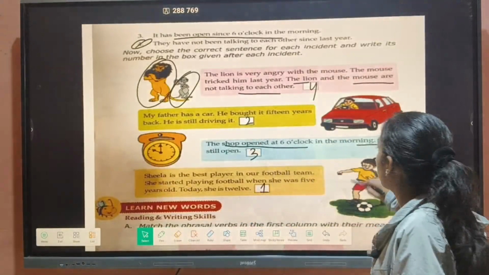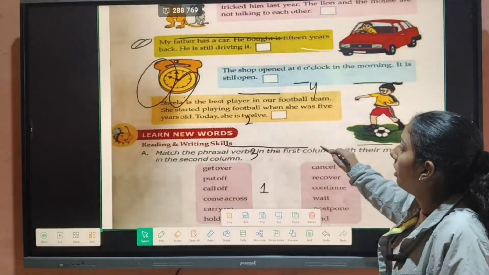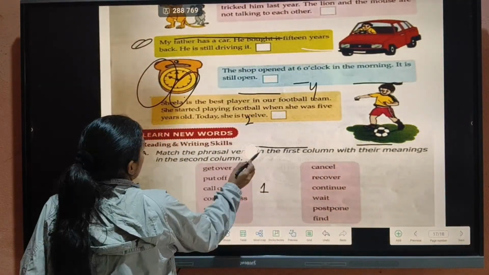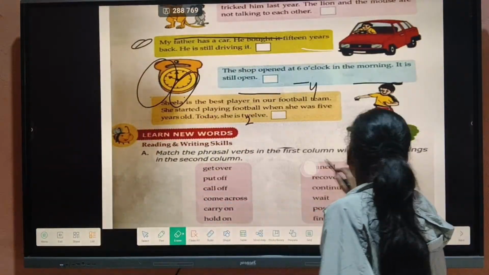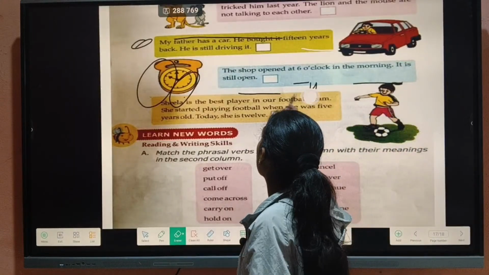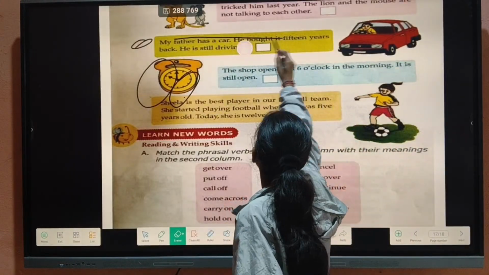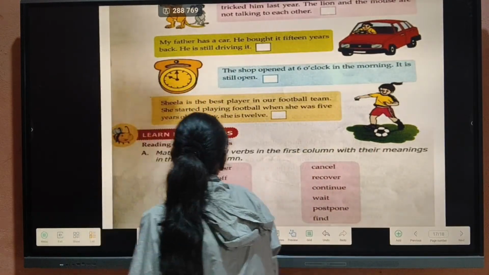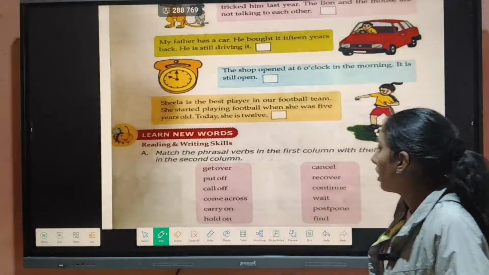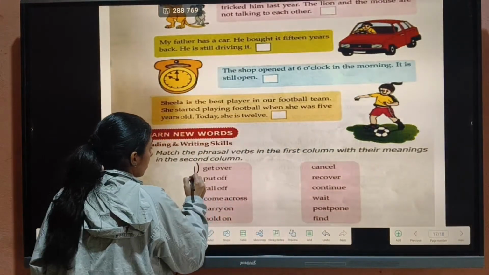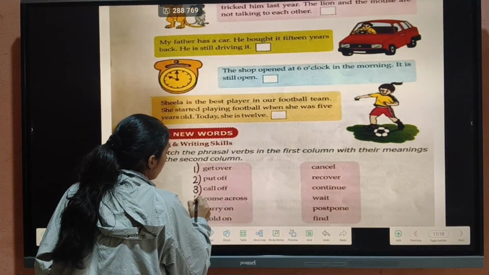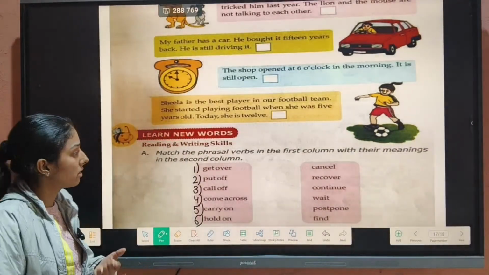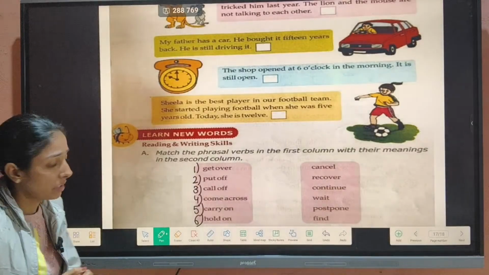Now, learn new words. What you have to do in this exercise: there are some phrasal verbs. You have to match them with their correct meanings. See beta, you can write numbers here like this: 1, 2, 3, 4, 5 and 6. Or you can take a pencil or scale and just match them.